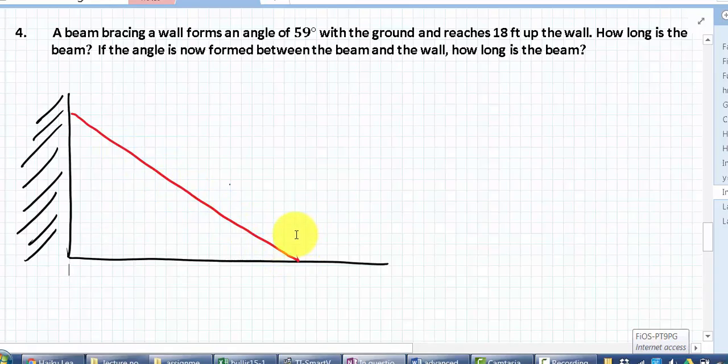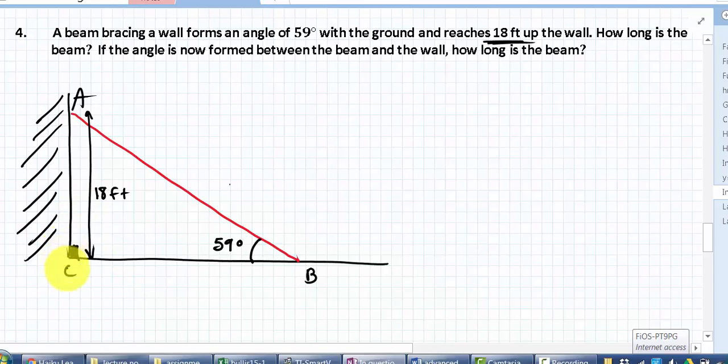Okay. And it forms an angle of 59 degrees with the ground. The beam forms an angle of 59 degrees with the ground, right? So, I'm sorry, 59 degrees. So this angle right here is 59 degrees. And the beam reaches 18 feet up the wall. So that means that this height right here is 18 feet. Okay? All right. So we can call that point A, point B, and point C if you want, right? It doesn't really matter. And of course, we're going to assume the wall is vertical and the ground is horizontal. Therefore, we have a right angle here. How long is the beam? So we want the length of the beam right here.